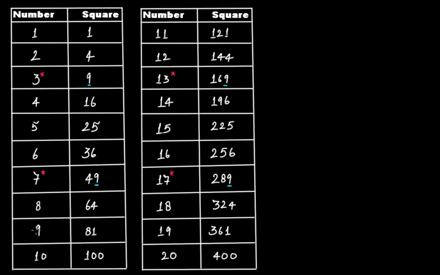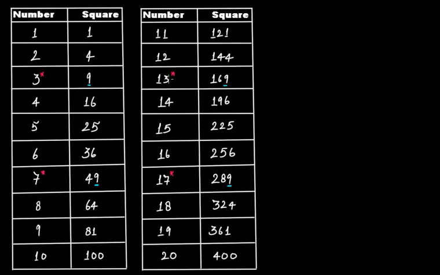So if you look at this table, no other number's perfect square has 9 at its units place. Like this has 1, this has 4, this has 6, this is 5, this is 6, this is 4, this is 1 and this is 0, except these two numbers. Same thing here. No other number's perfect square has 9 at its units place: 1, 4, 6, 5, 6, 4, 1 and 0, except these two numbers.